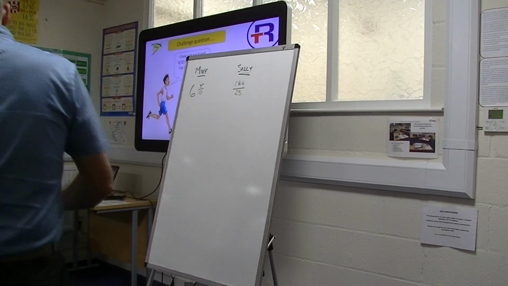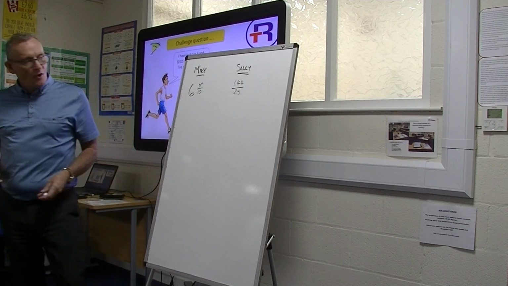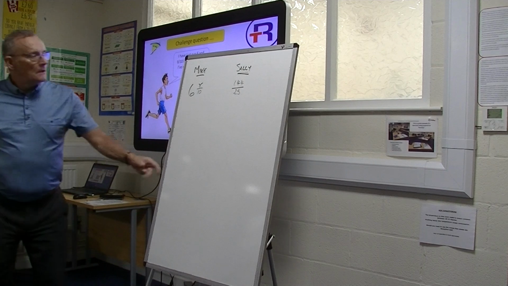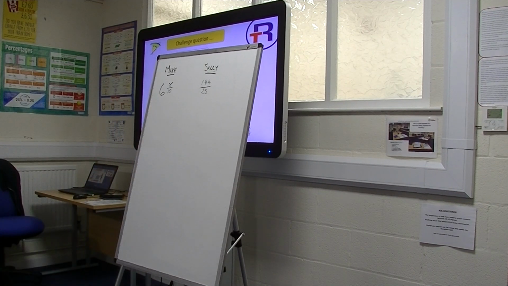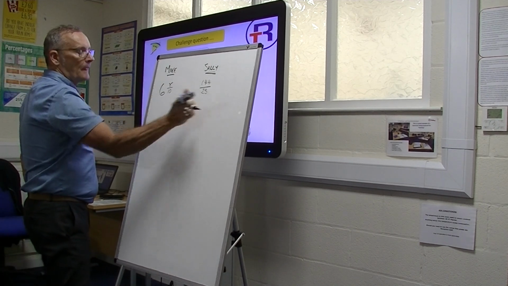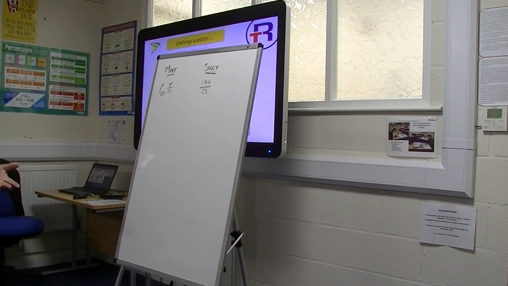So Mike and Sally. Mike's run 6 8/10 of the laps, and Sally's run 144 over 25 laps. Who's run the furthest? You've all made a good start. You've recognised instantly that we've got an improper fraction here and we've got a mixed number there. Okay? We can't compare them because they're different.